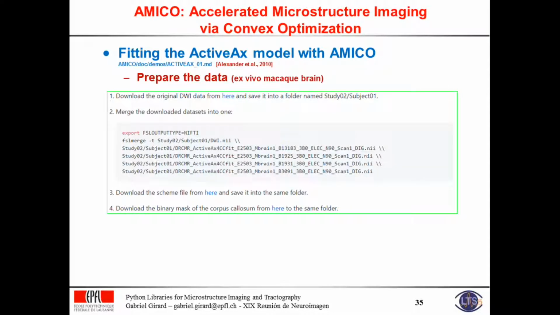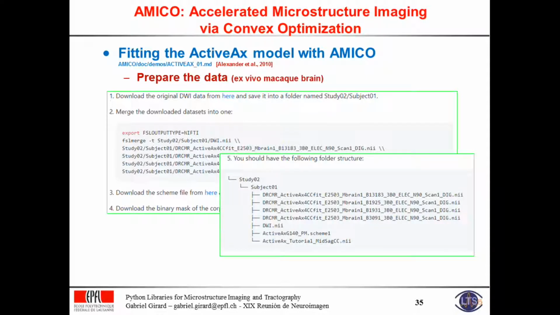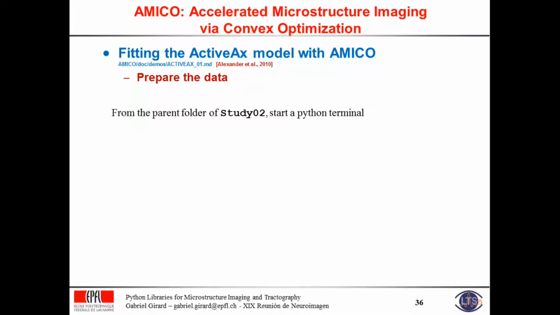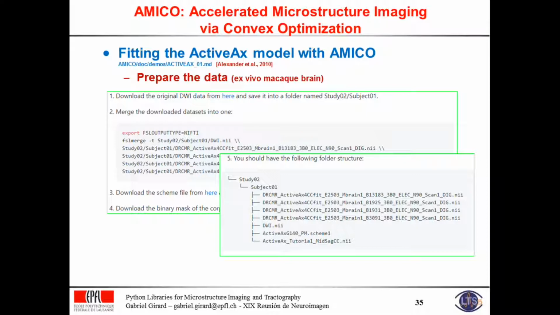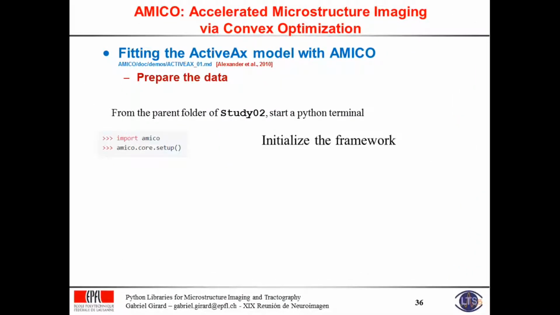So Amico needs a special folder structure with the diffusion images in a study folder and a subject folder, and then the diffusion images and the diffusion scheme for the data in this structure. You will see it on the website. It's the way the code is structured. From the study folder, which was the parent folder here, if you open an IPython terminal, which is a console to write Python code, you can first import Amico, like this, and then you call this first function, which will essentially just initialize the Amico framework, giving your position on the disk.